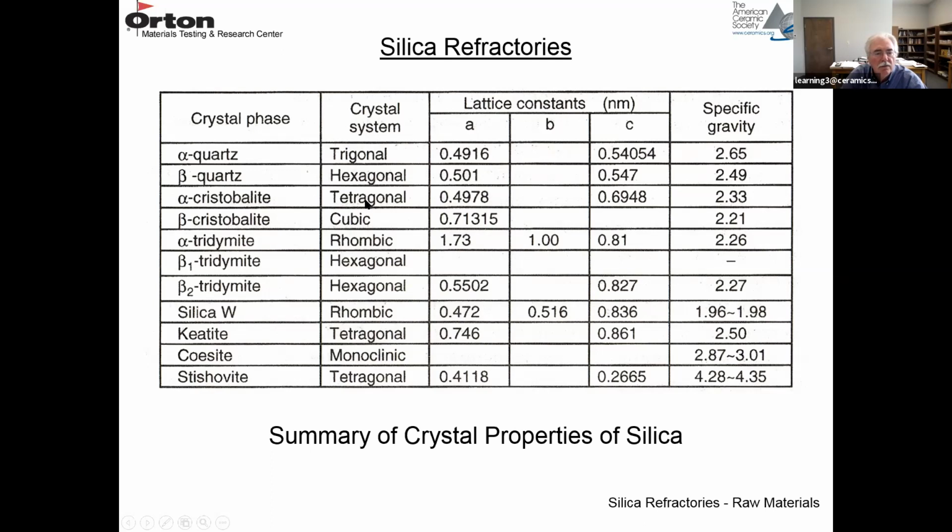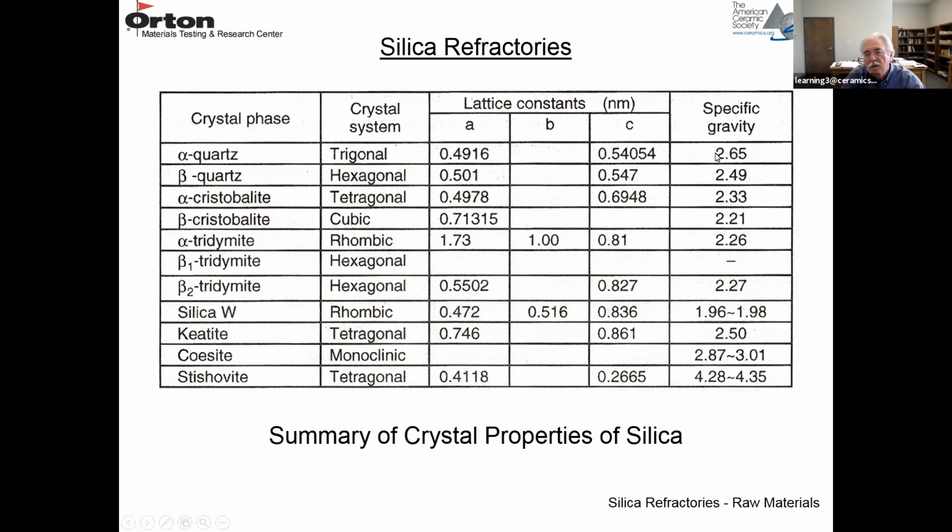Alpha cristobalite is tetragonal. Its density is even lower, 2.33. Beta cristobalite is cubic, it's 2.21. And other forms of tridymite, alpha tridymite is 2.26. It's rhombic. Beta 1 tridymite is hexagonal. Beta 2 tridymite is hexagonal, and its density is 2.27. This one's about the same.